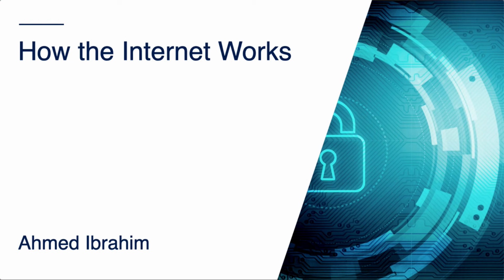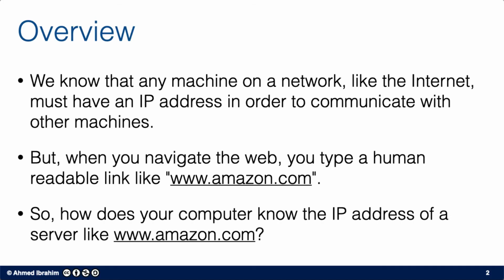Let us now talk about how the internet works. So far, we know that any machine on the network, like on the internet, must have an IP address in order to communicate with other machines. This is how a machine knows what network it belongs to, and if it's sending something to another machine that is not in its own network, then it gets sent to the router, which then finds a way to deliver that message to the target machine.